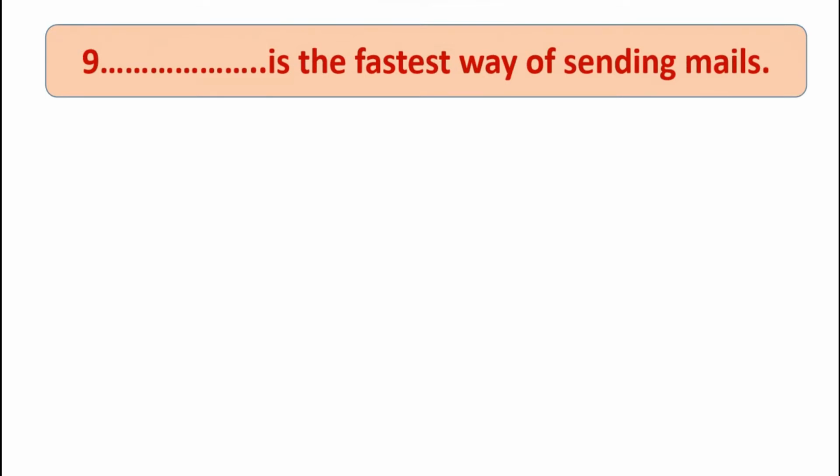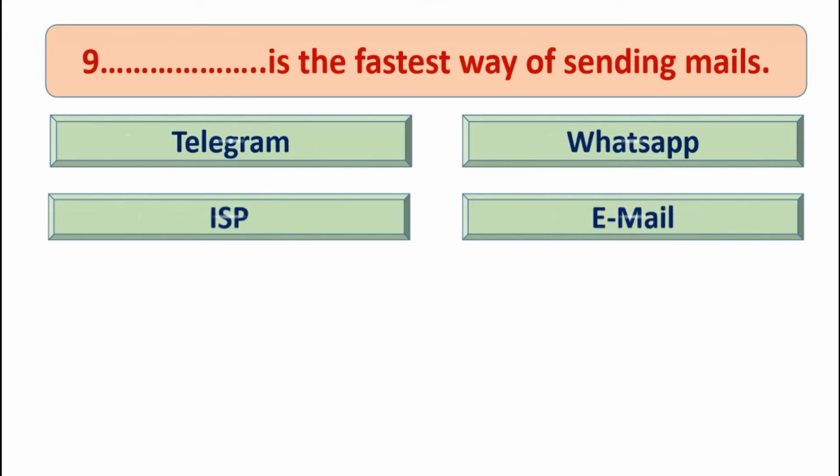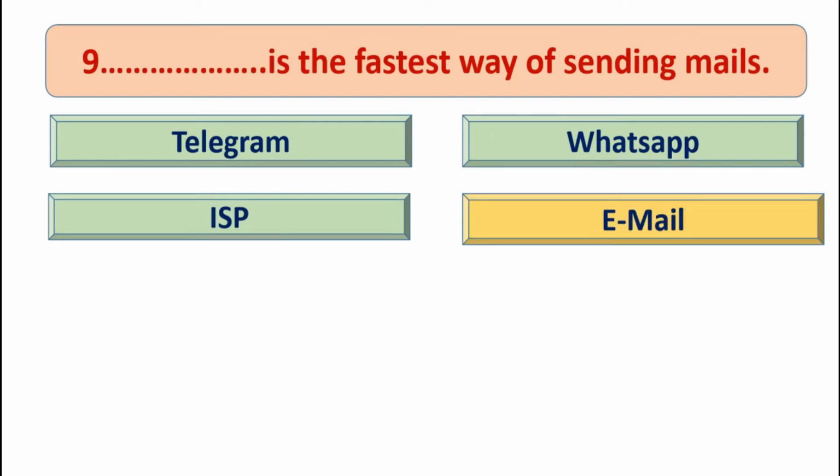Next is dash is the fastest way of sending mails. Options are Telegram, WhatsApp, ISP, email. So the answer is email. Email is the fastest way of sending mails. Within just 1 or 2 seconds, we can send or receive emails.